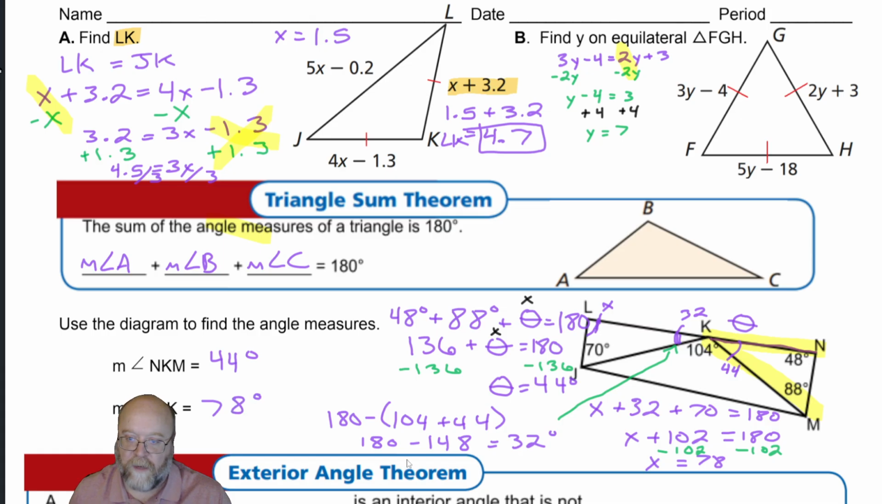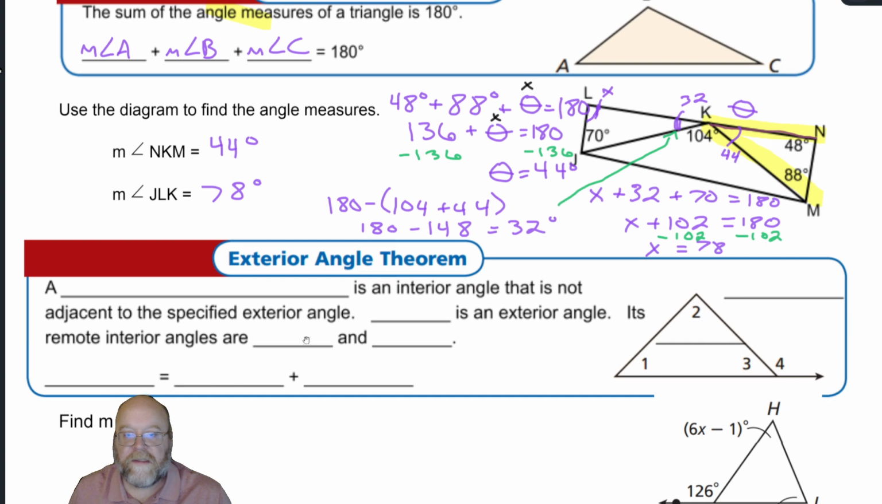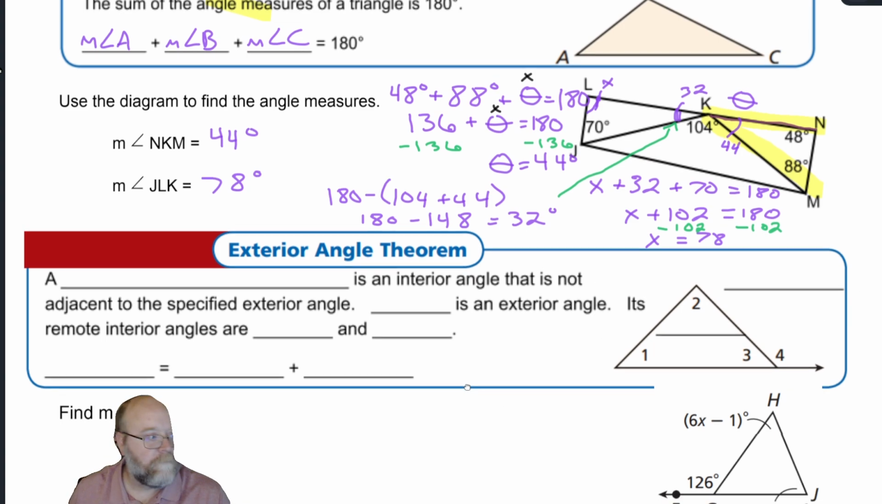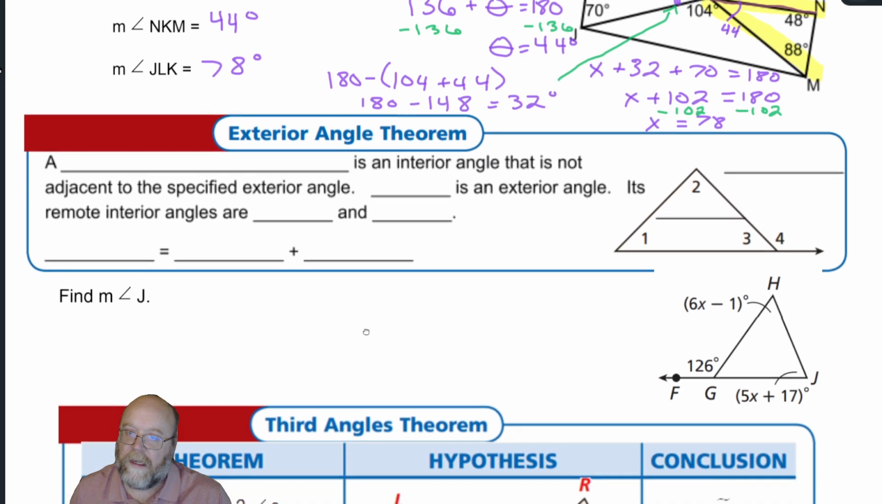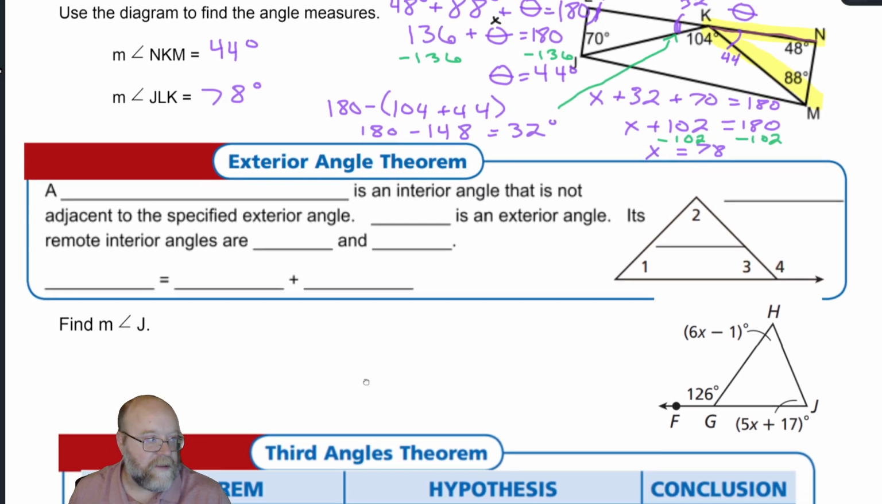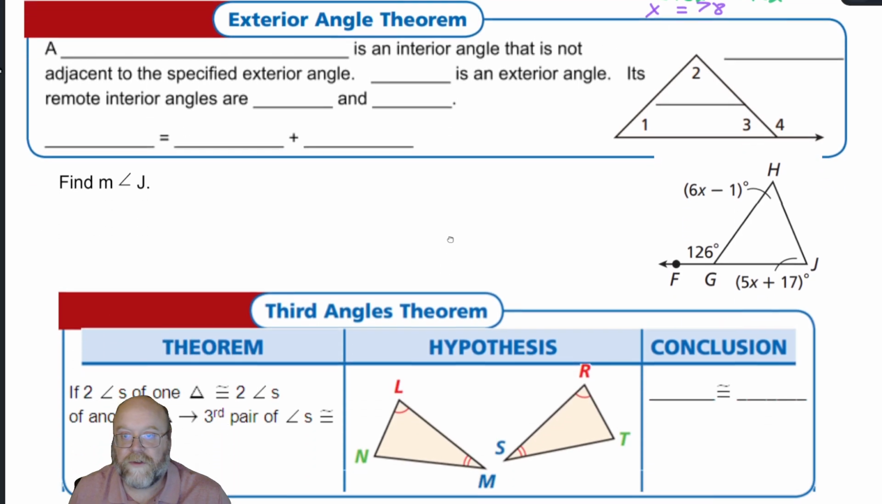It's too far gone for me to show you, but if I would have set this up like this one, you would have seen that these two things are both equal to 180, and you could just set them equal to each other. It's kind of interesting. Oh well. Exterior angle theorem. I hope you guys got this. 78 degrees, 44. I taught that so bad. This problem's kind of interesting.